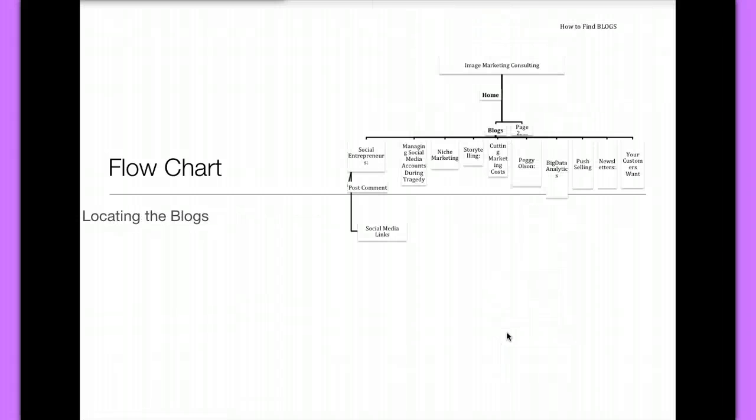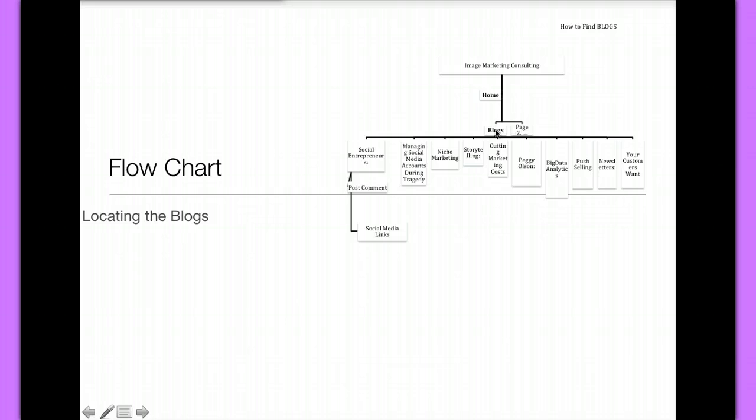Another example would be finding a blog. So here's an example of a flowchart with your current website finding a blog. Again, home. Once you go to home, there's actually a tab. The bolded means there's tabs. So there's a home tab, there's a blogs tab.